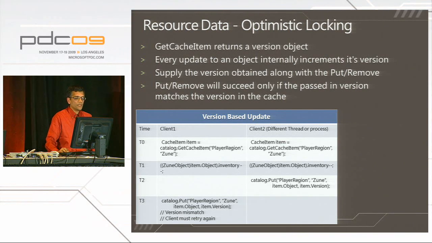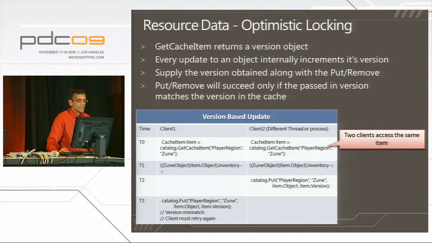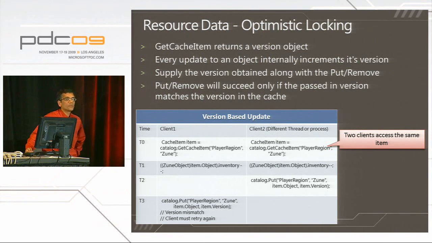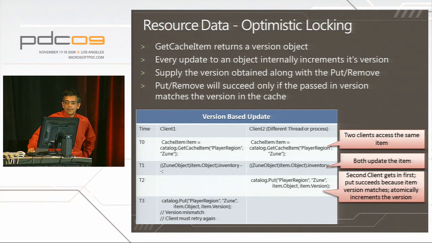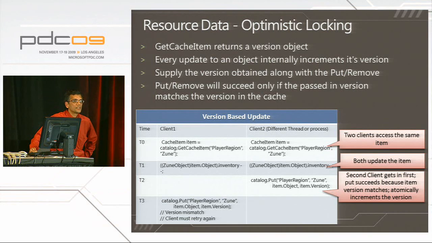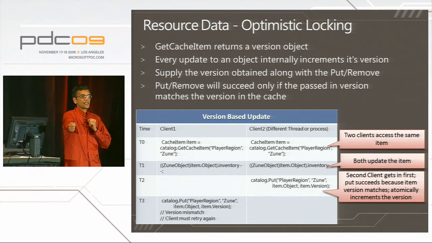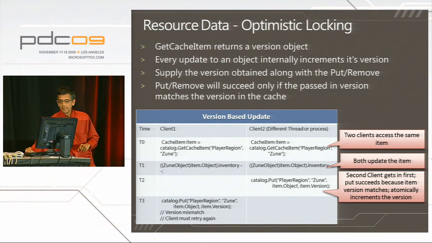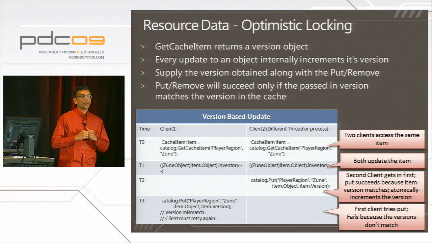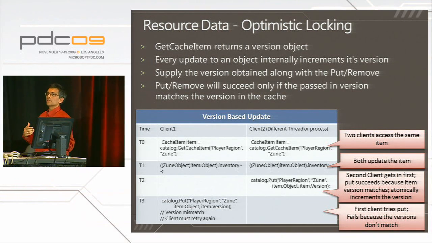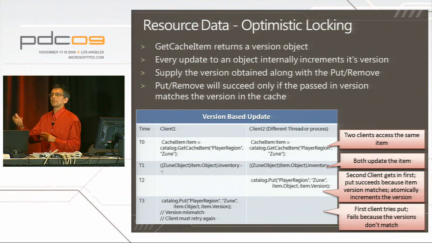So let me give you an example. I have two processes. They're both trying to get the cache item, the Zune inventory. So they're trying to get the Zune object. They're both updating the inventory. They're subtracting the inventory. And the first guy gets in first with their put operation. So it's going to succeed because the version that it has is the same as the backend. Now, when the second guy tries to perform the same operation, that will fail because thread 1 had actually gotten in and changed the version of the object. So in this situation, the application would then just have to retry that operation again.